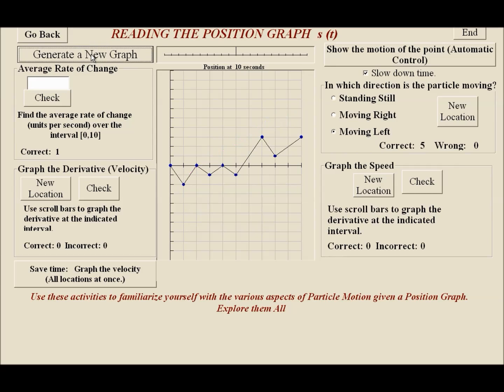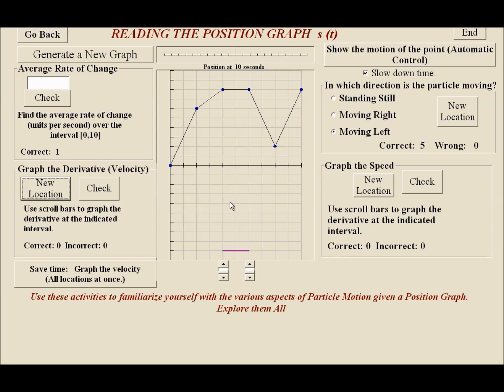And we can change this graph anytime we want. And now we want to graph the derivative of this. Right here we want to graph the derivative in this little interval. The derivative of this would be the slope of this line. In order to check this, you move this up. The slope here is 0. Check, we win.